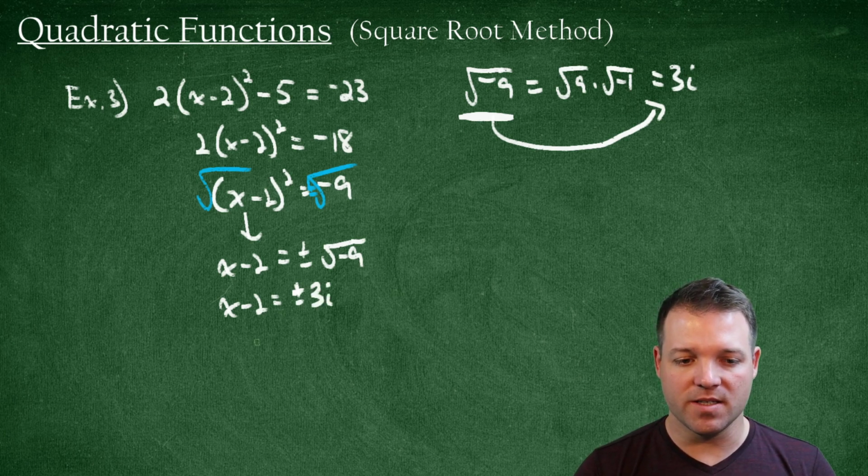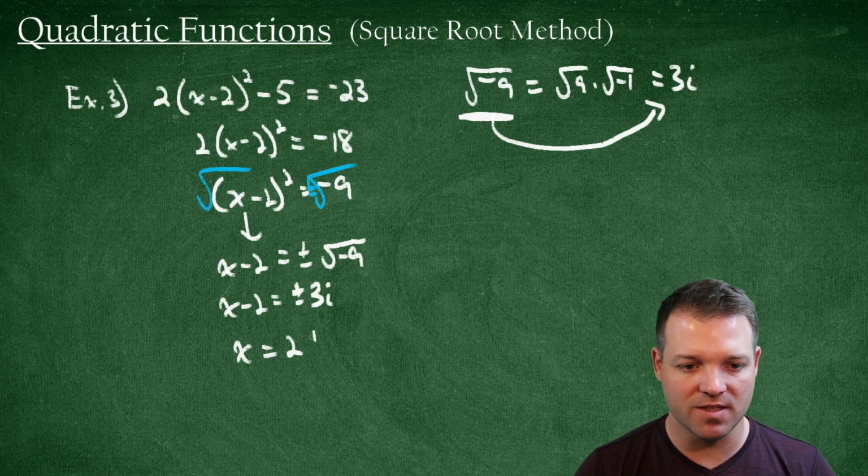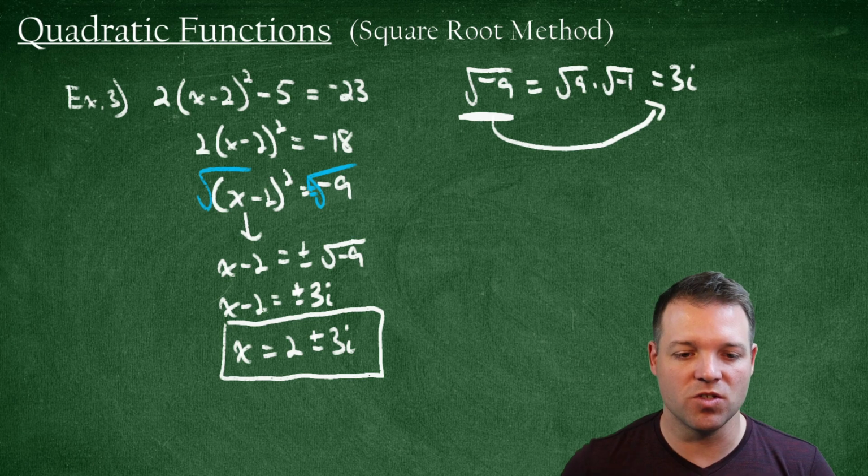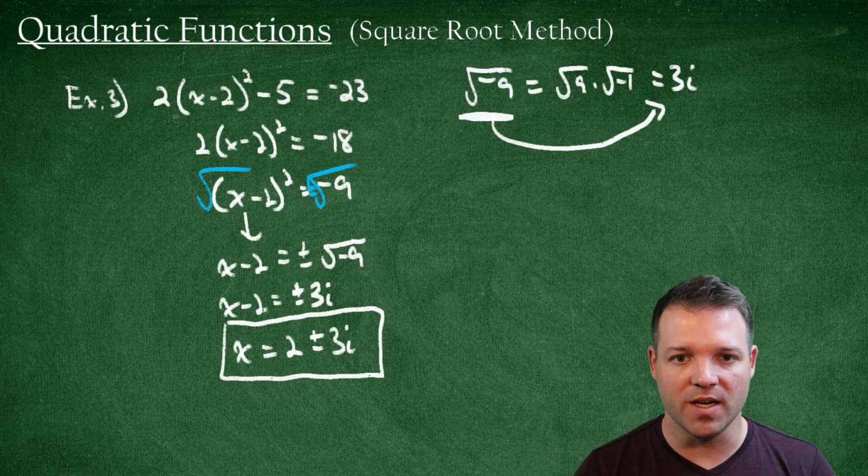And let's go ahead and isolate x to solve for x. So that means x is equal to 2. And just like the radical, if we have an imaginary number, we typically list it second. So I'm going to say 2 plus or minus 3i. And there we go. We have our final answers, I should say, 2 answers: 2 plus 3i and 2 minus 3i.